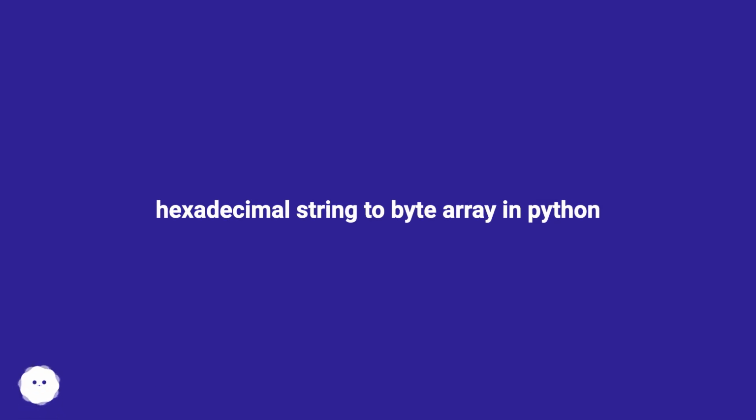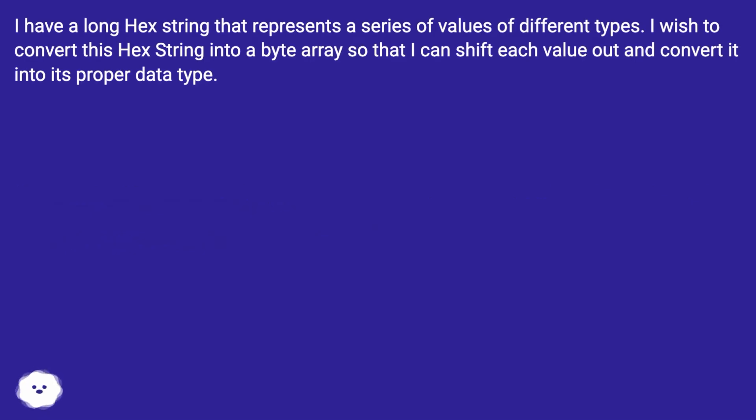Hexadecimal string to byte array in Python. I have a long hex string that represents a series of values of different types. I wish to convert this hex string into a byte array so that I can shift each value out and convert it into its proper data type.